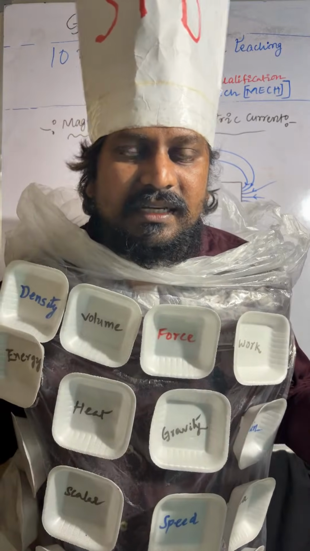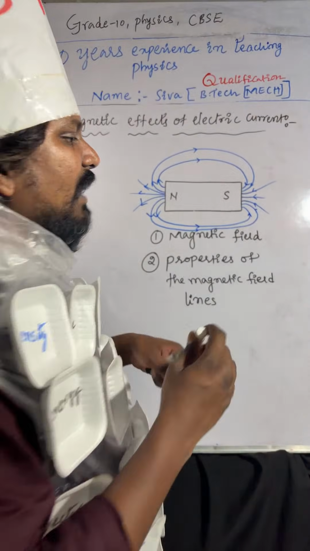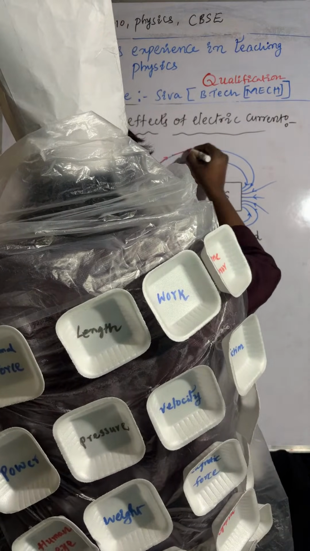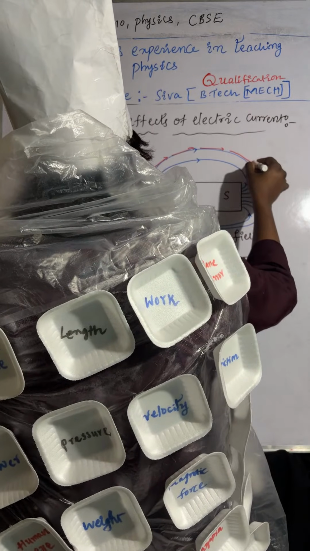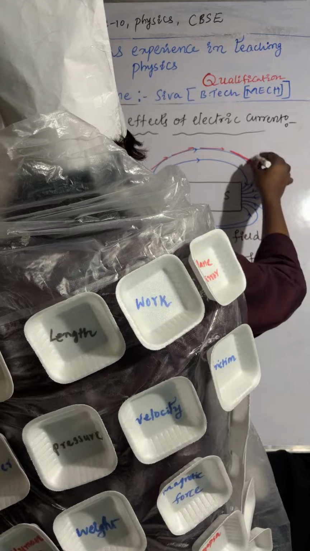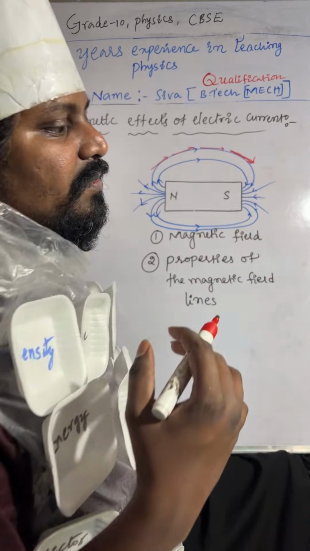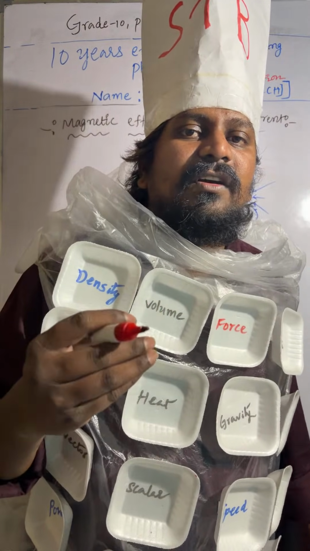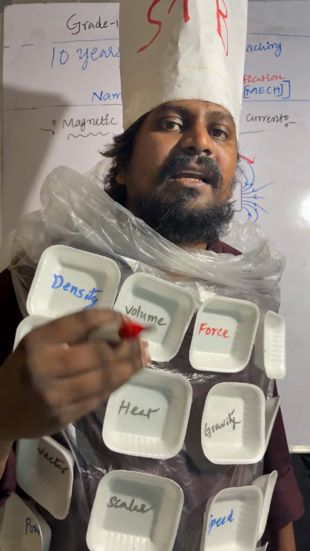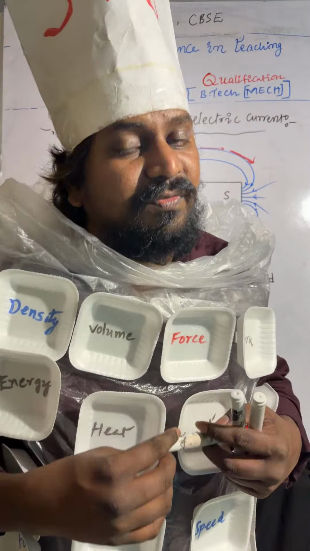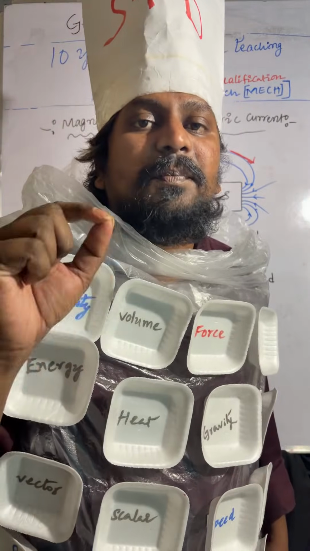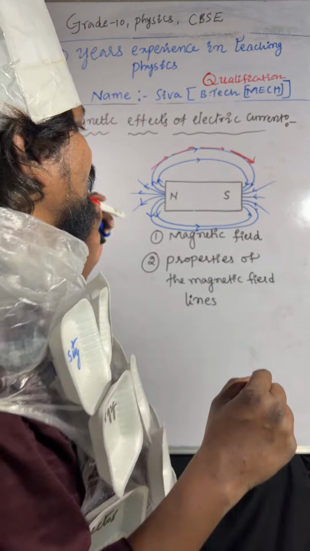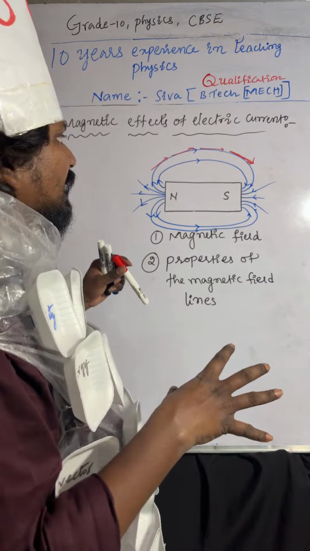These field lines never intersect. If you want to identify the magnetic field at a particular point, you have to draw the tangent. So tangent at this point, and tangent at this point, and I have to draw the tangent here. If you draw the tangent to the magnetic field line at that particular point, we can identify the direction of the magnetic field at that point. So by drawing the tangent we can understand it. These are properties of magnetic field lines.